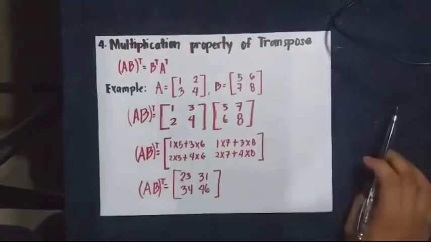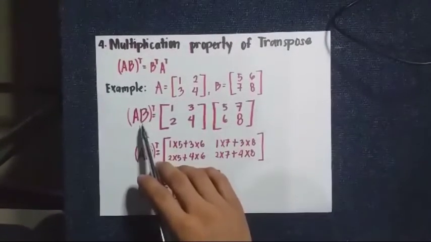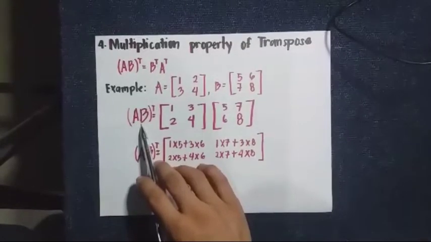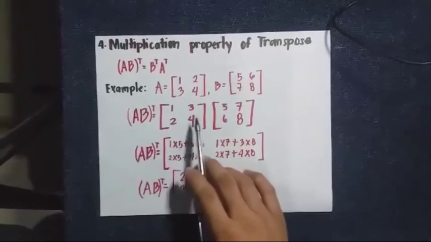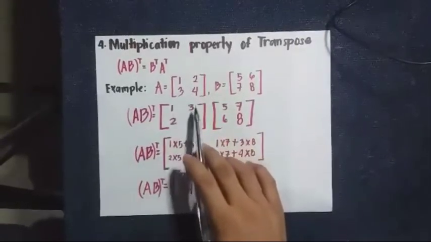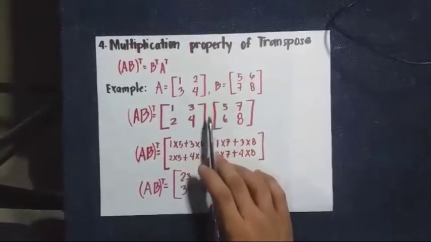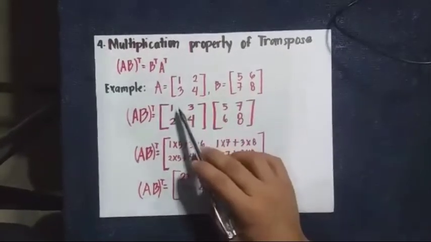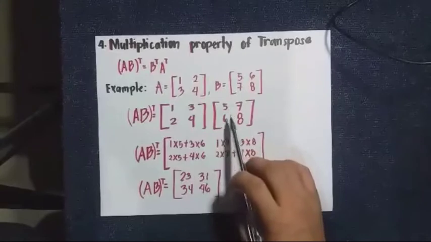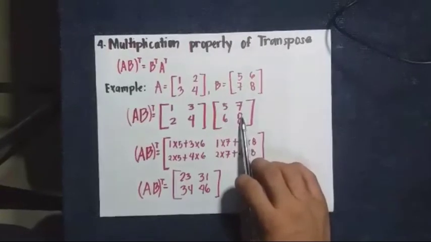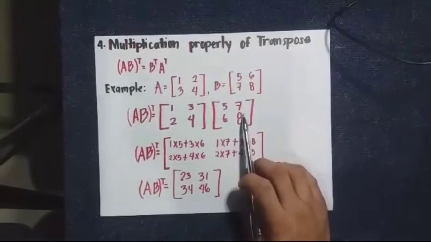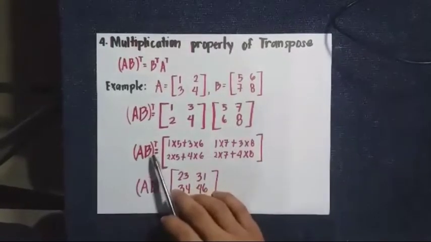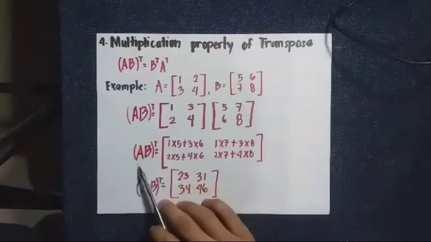So we have here the transpose of AB. We're going to do it in the same manner. We have to get the first row and make it the first column of the transpose matrix. So we have here 1, 2, 3, 4, and 5, 6, 7, and 8. So now we have to multiply the matrices to get the transpose of A and B.